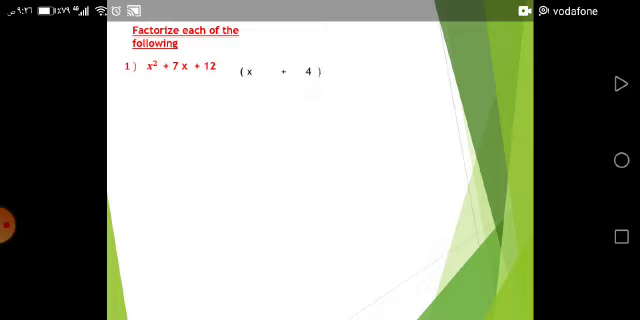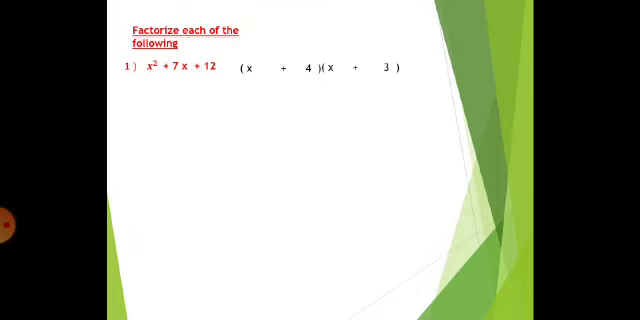1 times 12 equals 12, but 1 plus 12 equals 13. 2 times 6 equals 12 and 2 plus 6 equals 8. 3 times 4 equals 12 and 3 plus 4 equals 7. So the two numbers whose product equals 12 and their sum equals 7 are 4 and 3. So we can write x power 2 plus 7x plus 12 equals x plus 4 times x plus 3.